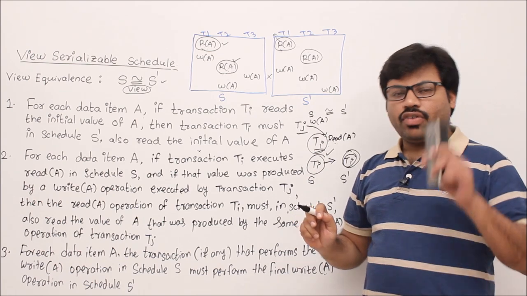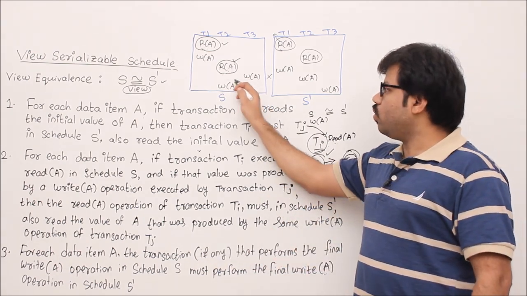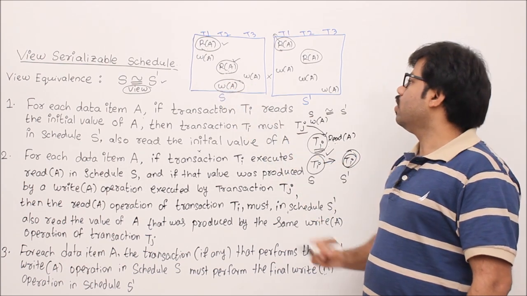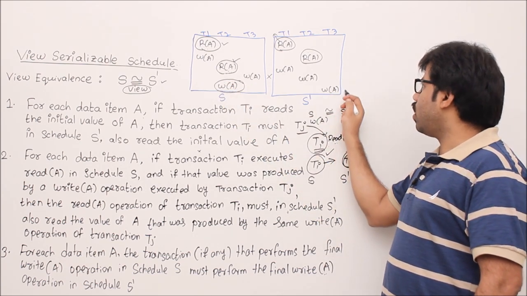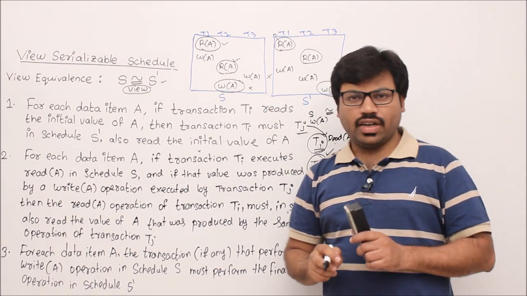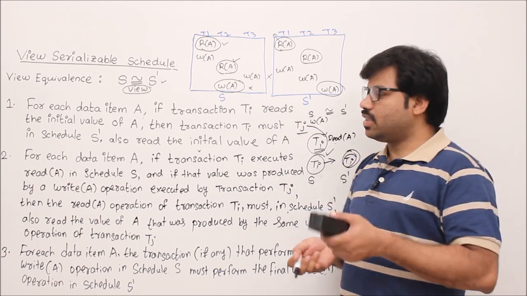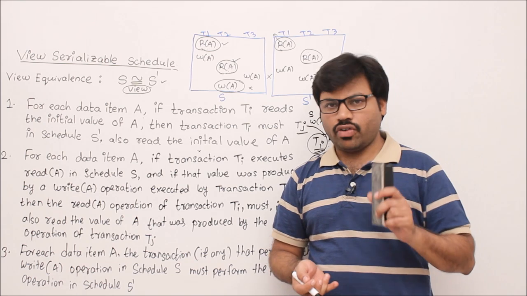Now we have to see, for every database item, only the last writes. So what is the last write here? Who wrote last? T2. Then here also you identify who wrote last: T3. So the condition is again violated. Two conditions got violated, that's why these two are not view equivalent. Understand? Now we'll take some examples and check view equivalence first.